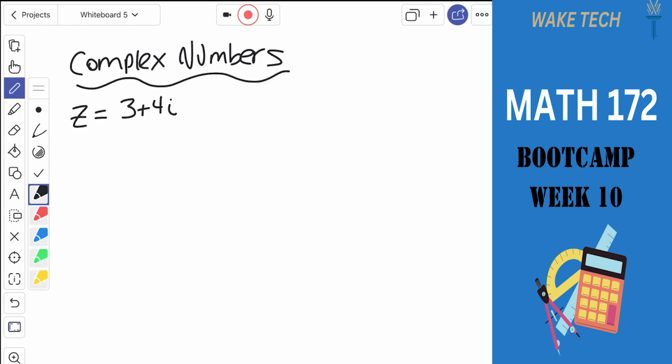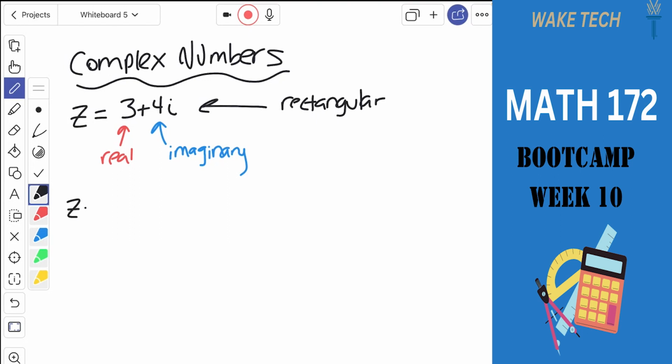So, complex numbers, you at least saw those back in 171 when you were looking at things like 3 plus 4i. Right, a complex number has what's called a real part and an imaginary part. And we're going to work with that for this week in 172 as well. But what we'll actually be doing is working with complex numbers in rectangular form and also working with complex numbers in polar form. Polar form is the one that I just wrote here at the bottom of the screen.